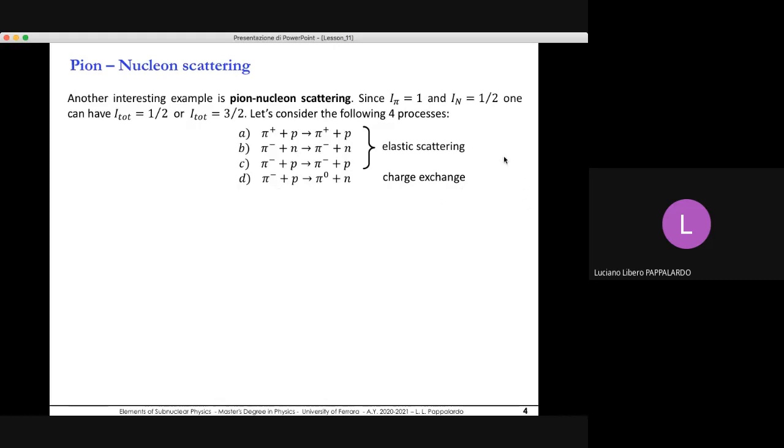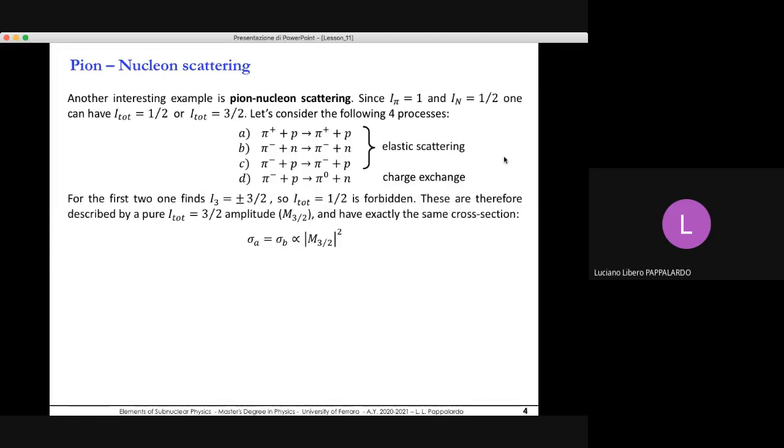Now, for the first two, one finds that the third component of isospin is plus 3/2 for the first one and minus 3/2 for the second one. And so the total isospin value 1/2 is forbidden, as we've seen before. These two reactions are described by a pure total isospin 3/2 amplitude, M3/2, and have exactly the same cross section. So the two cross-sections are proportional to the same matrix element.